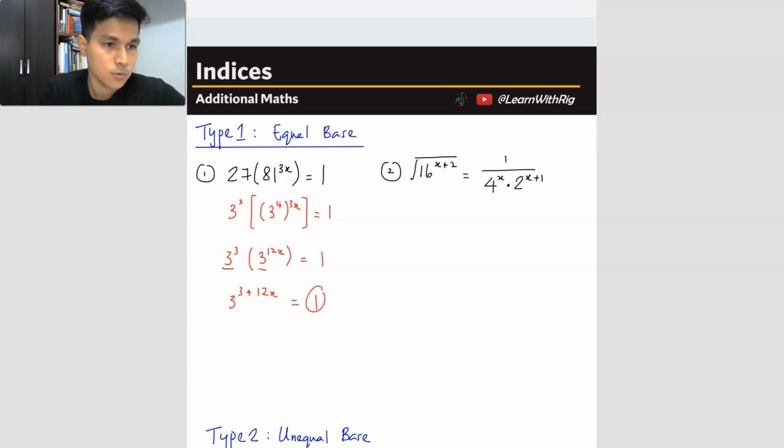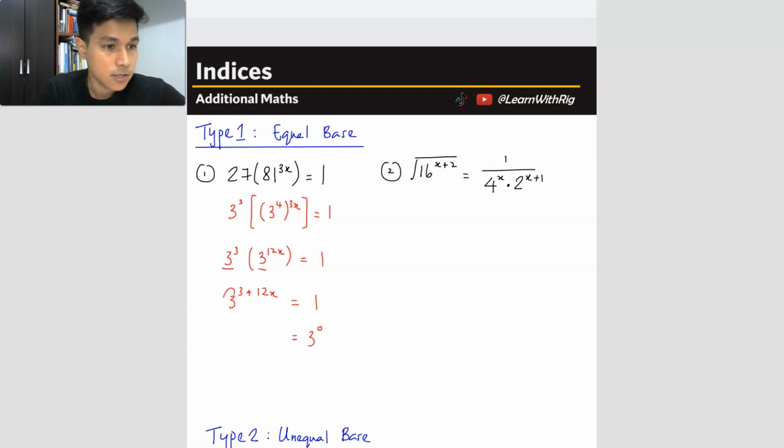We can change this to base 3 as well. How? If you see the number 1, always remember that you can change it to the base that you like. So in this case, since I'm looking for base 3, I can change this to 3 power 0. Anything power 0 will always be 1.